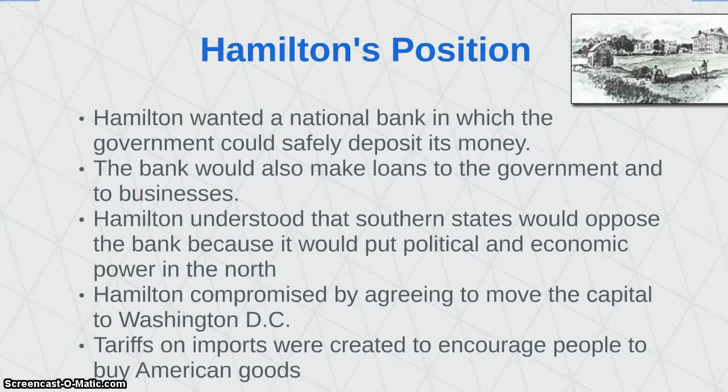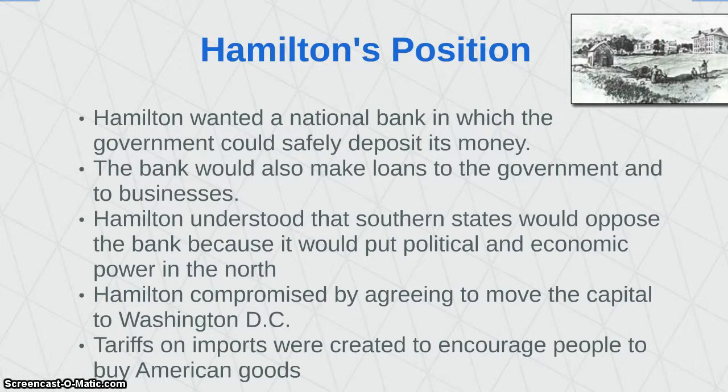So Hamilton's position, he wanted the national bank because he thought it would be a place where the government could safely deposit its money. The money being the revenues that they made off of taxes. And one of those taxes was a whiskey tax that we'll talk about in the next section. The banks would be able to make loans to the government and to businesses. So it would be a private bank that did business with other banks and other businesses and the United States government.